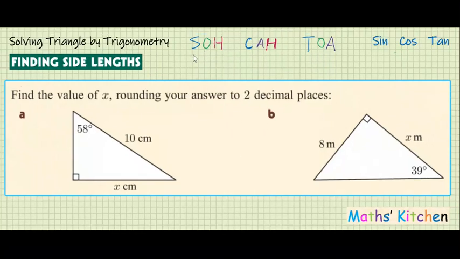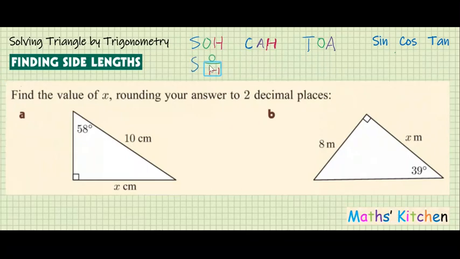Recall this memory trick, SOHCAHTOA. That means sine equals opposite over hypotenuse. Cosine is adjacent over hypotenuse. And tangent is opposite over adjacent.